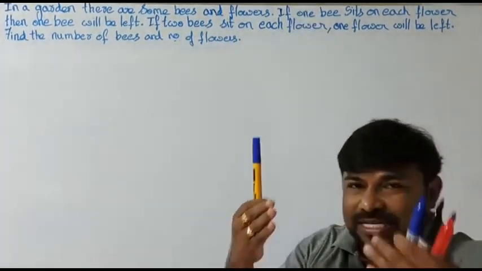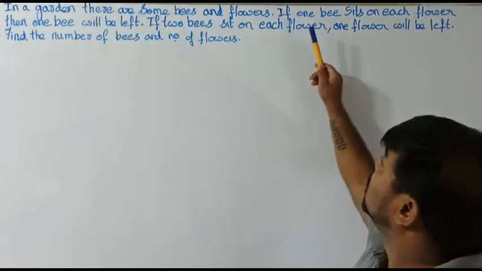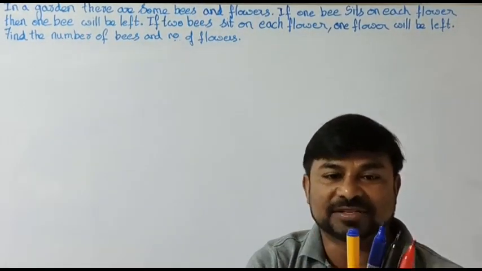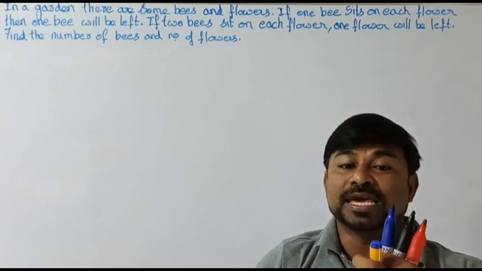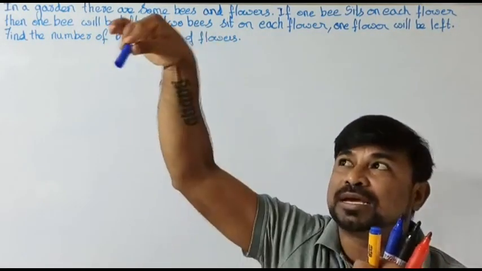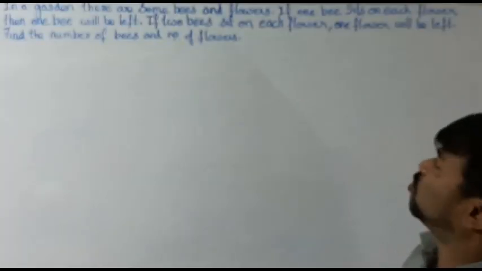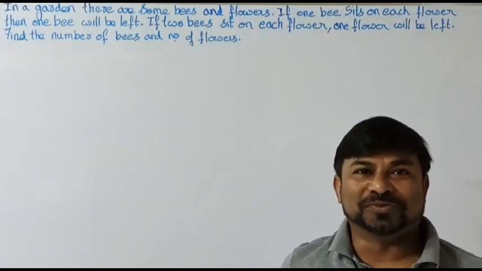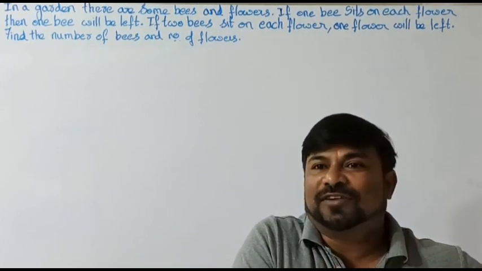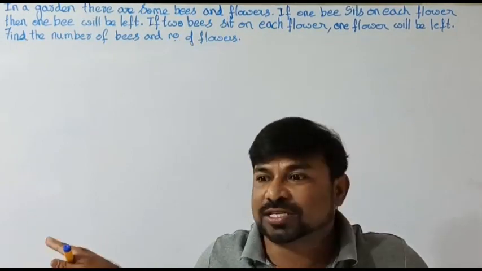Now what is the relation he has given between the bees and the flowers? We have to think. If one bee sits on each flower, if you consider this as a flower, and this is a bee coming and sitting there, that is what he says. So if one bee sits on one flower, one bee is left over. I will let you know how to set the equation. If one bee is sitting on one flower, one bee is left over, flying in search of a flower. It doesn't have a place to sit.